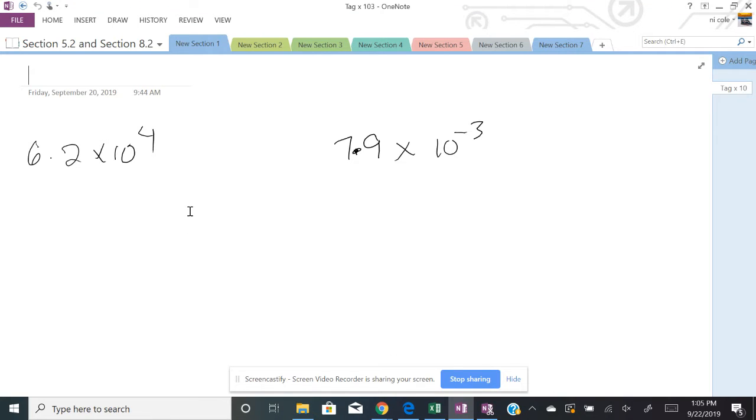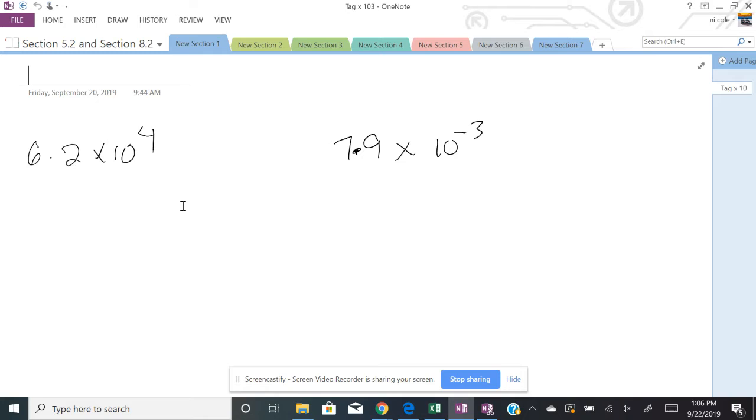Hello, and let's finish off section 5.2. In this example, we were just doing scientific notation, putting numbers into scientific notation. You need to also be able to take them out of scientific notation.